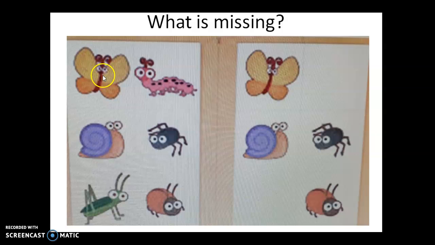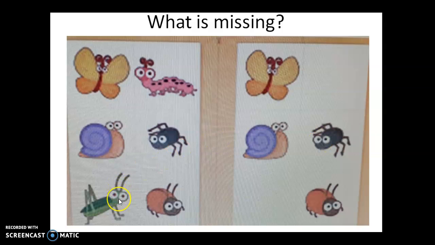Okay, here we go. I have a butterfly and a worm. In this I have a butterfly and the worm is missing. In this other line I have a snail and a spider. In this other I have a snail and a spider. There is no missing insect.